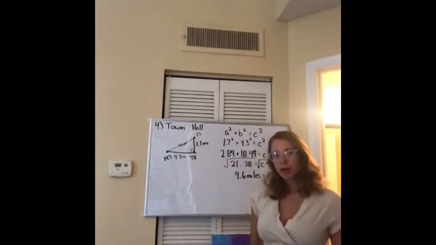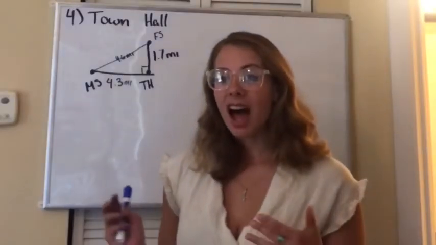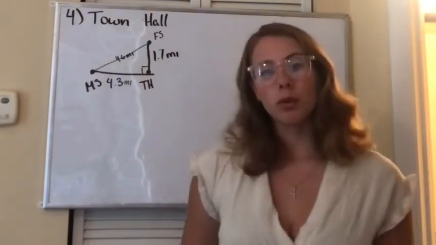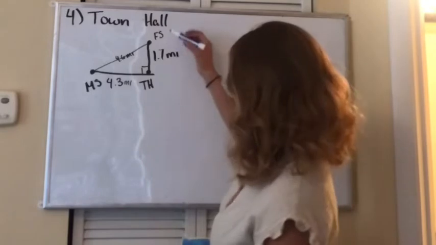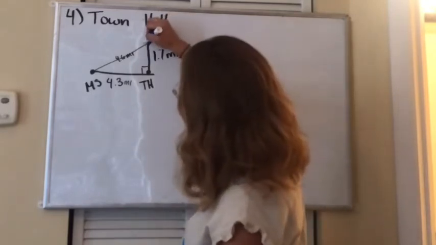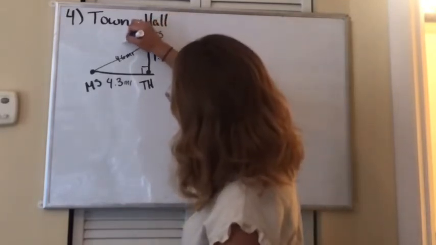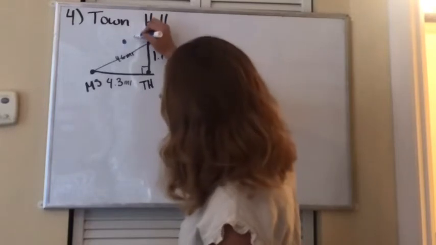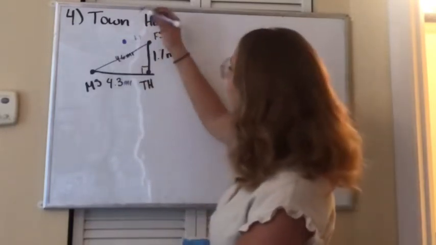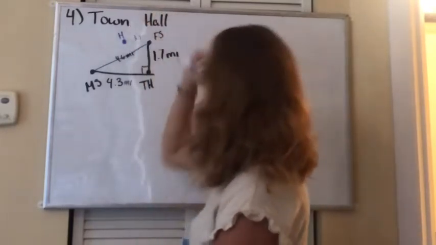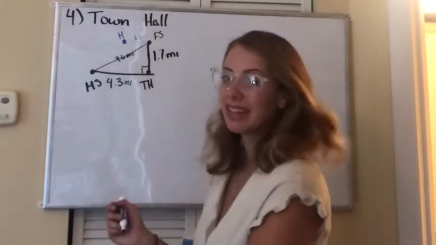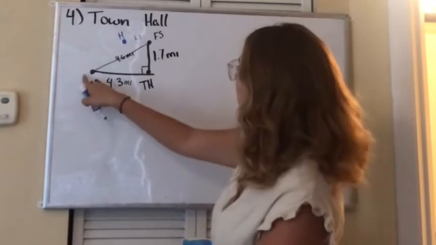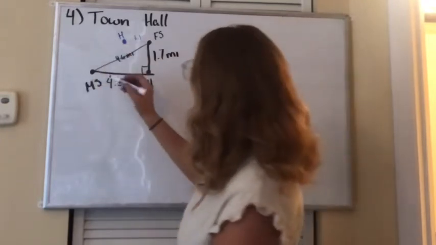And now we're moving on to part B. Part B says that the hospital is 3.1 miles west of the fire station. So that means that if we were to go 3.1 miles away from the fire station, let's say right about here, this is 3.1 miles, this is where the hospital is. And this question is asking us for the distance between the middle school and the hospital.